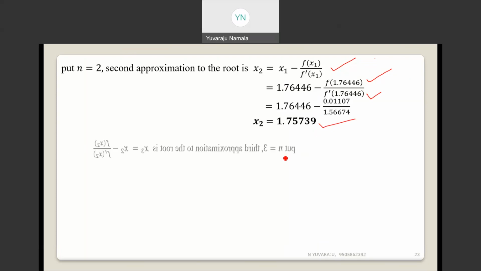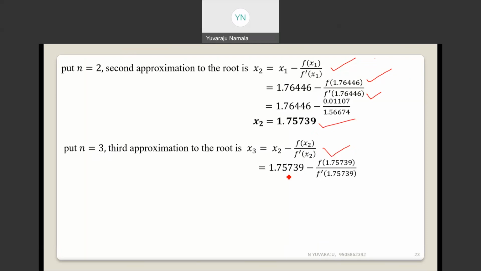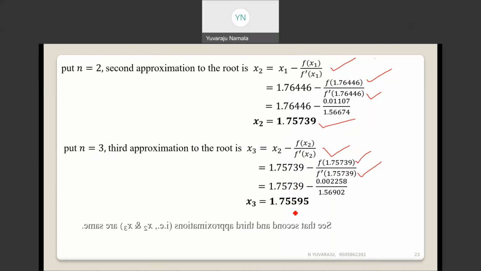Similarly, the third approximation x3 is equal to x2 minus f of x2 by f dash of x2. Substituting the x2 value here, this is f of x2 and f dash of x2. On simplification, x3, the third approximation, is 1.75595. We see that the second and third approximations are the same up to 2 decimal places. Up to 2 decimal places is enough, no problem. So up to 2 decimal places, x2 and x3 are equal.